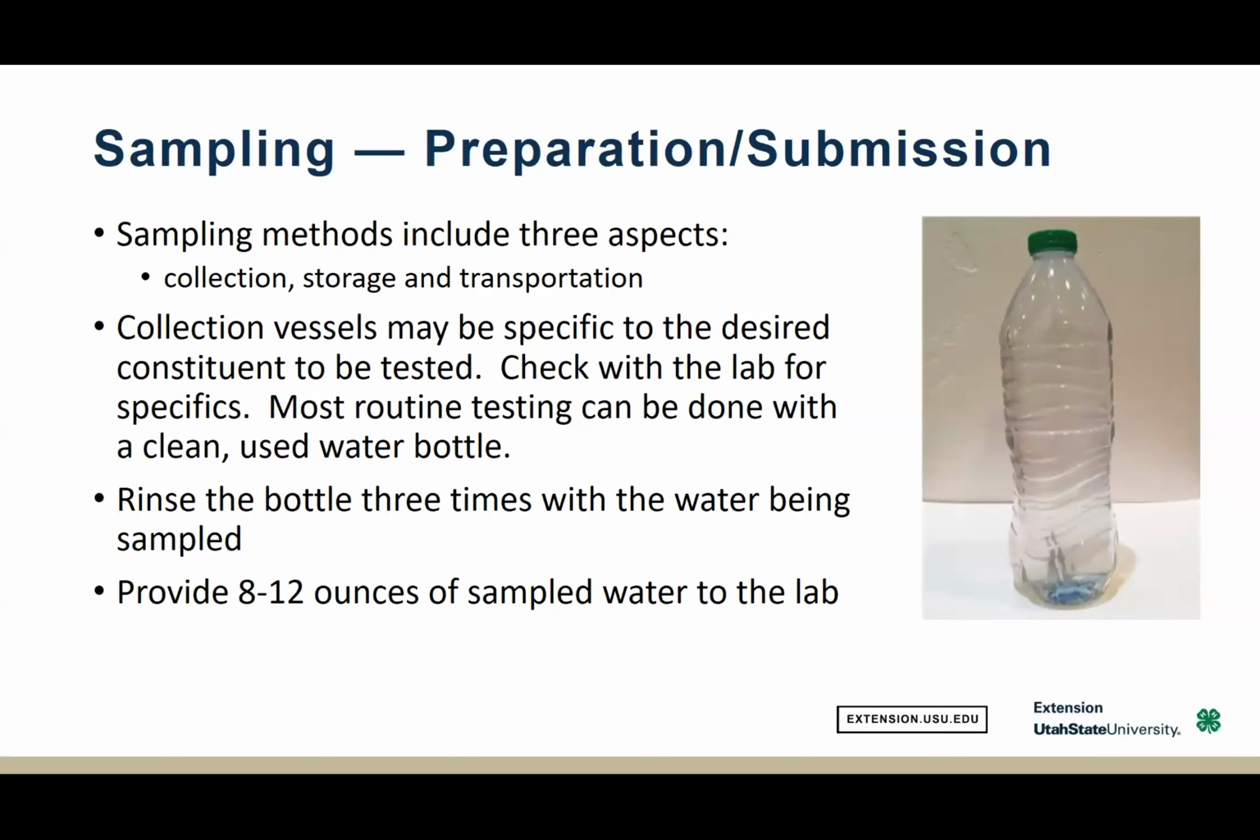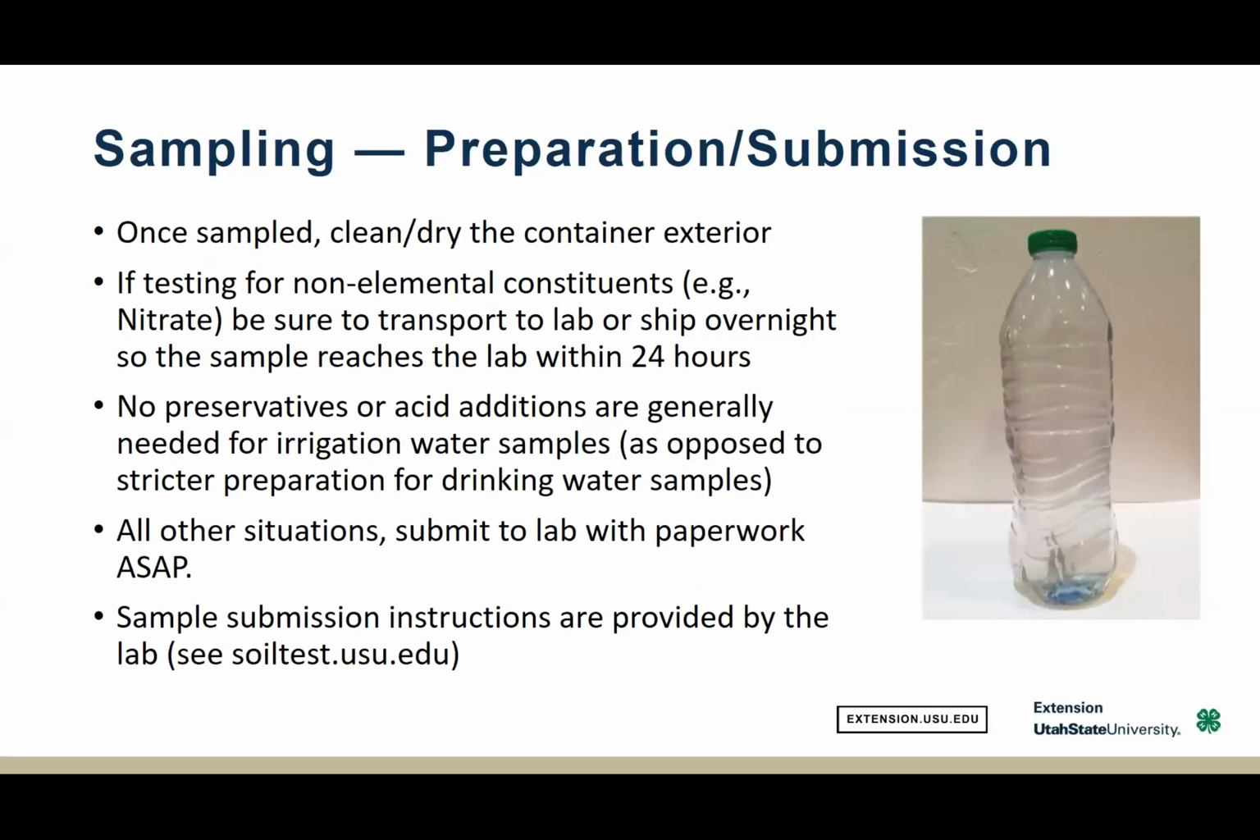It's important to rinse that bottle 3 times, in and out, with the water that you're sampling, and then collect 8 to 12 ounces of sampled water to submit to the laboratory. Be sure that once you have sampled, you seal and dry that container.